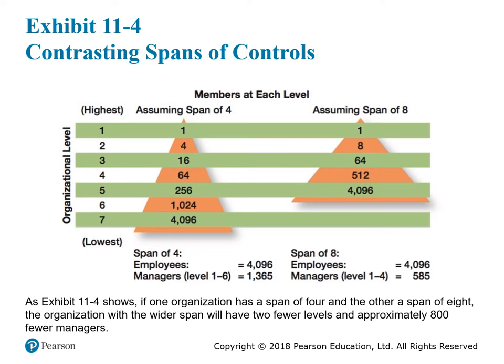This is just something for organizations to think about. Is this something that works for your organization or not? Is this something that you are looking for? Do you want lower levels? Do you want a fewer number of managers or not? This is just one of the factors that you must consider when deciding on the span of control.